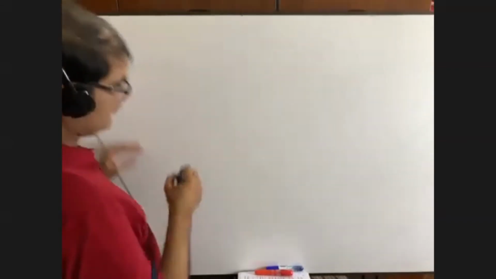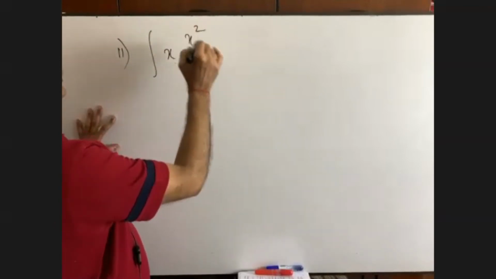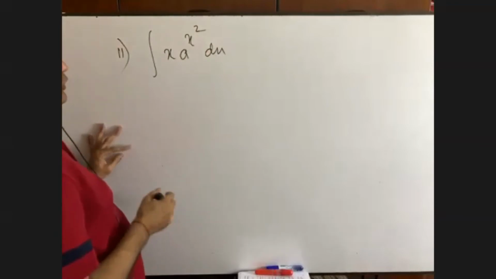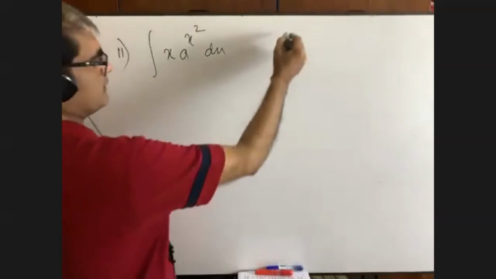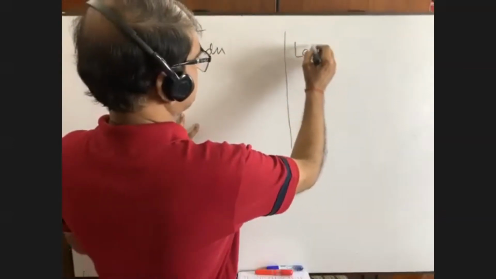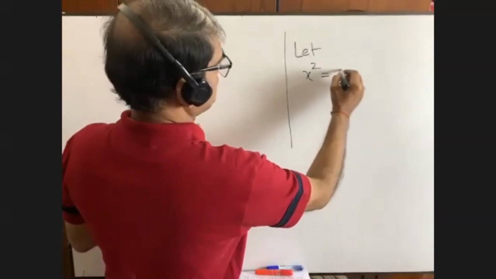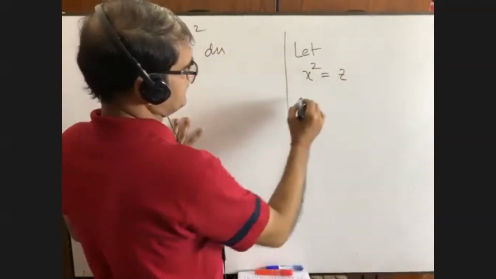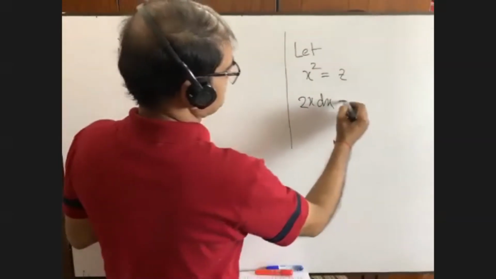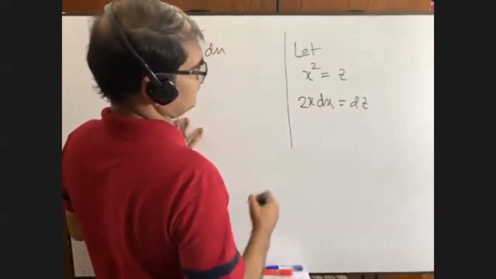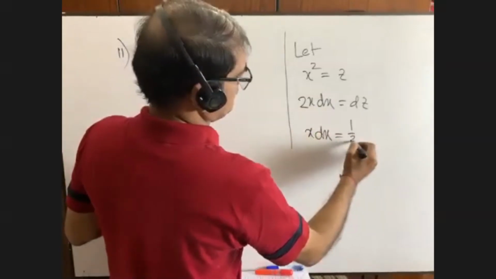x square, very good. x square dx. I told you that we have a combination with this x and this x square. You write down here: let x square be equal to z. That means 2x dx is equal to dz. We don't have any 2, so x dx is equal to half dz.